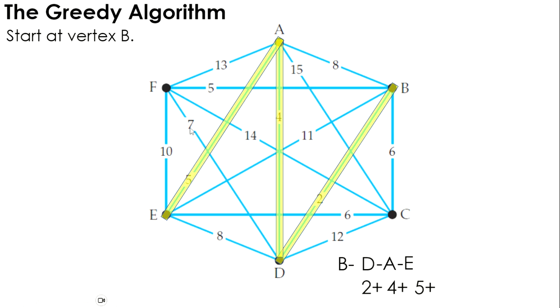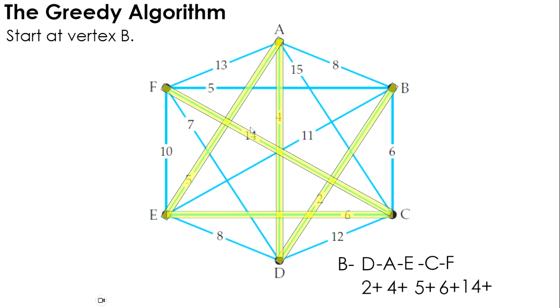Then we only have 2 choices. E going to F, that's 10, and E going to C, that's 6. Of course, we're going to C with a weight of 6. Then for the last one, no choice, we have to go to F. That's 14. And then, of course, you will go back to vertex B, and that is 5.